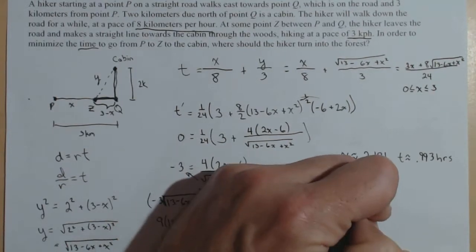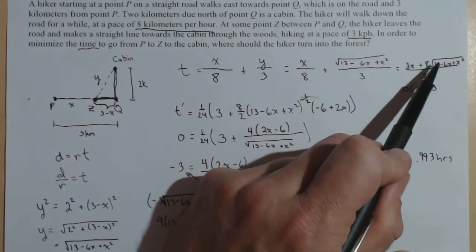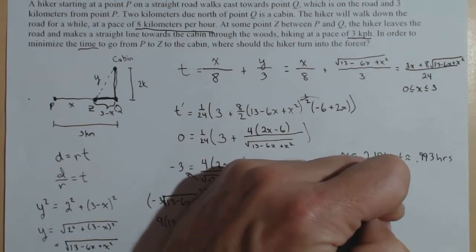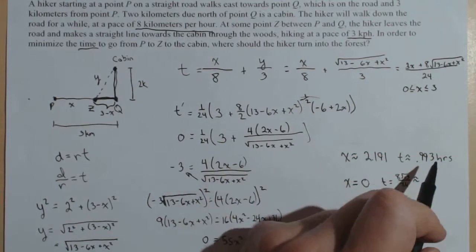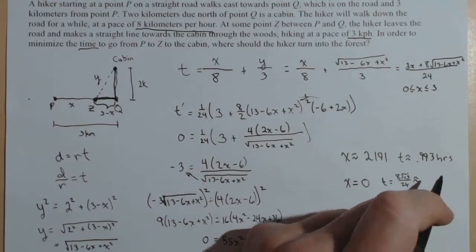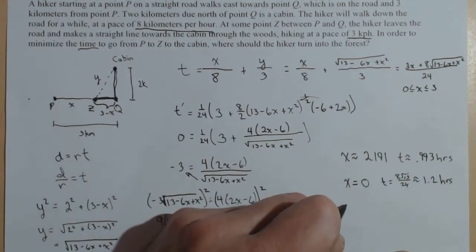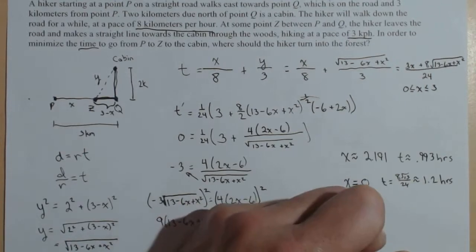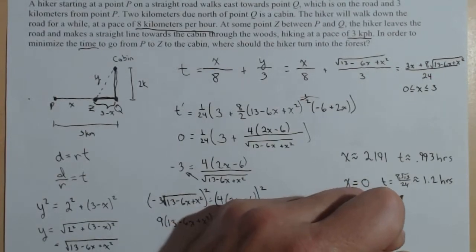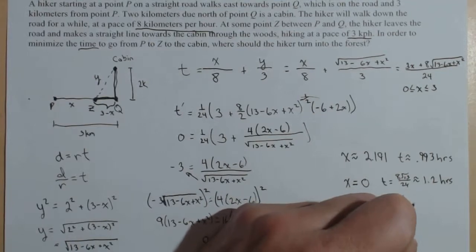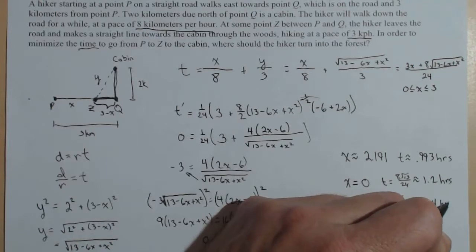Now I also have to check my endpoints. x equals 0 gives a t of, if we plug 0 in here, that zeroes out everything except for the root 13. So 8 root 13 over 24. It might be easier to compare if we have a decimal. So the decimal approximation of this is about 1.2 hours. And we've got to check our other endpoint, x equals 3. The exact value at x equals 3 is 25/24, which as a decimal, just going to 2 decimal points, it's enough to compare, is 1.04 hours.